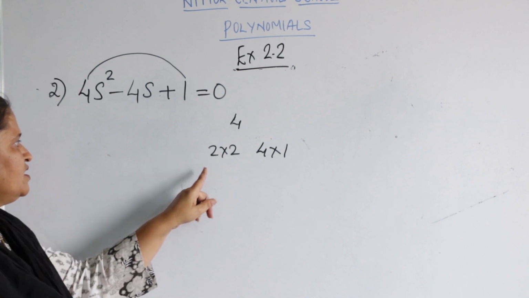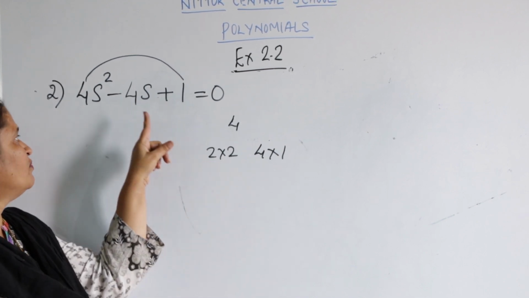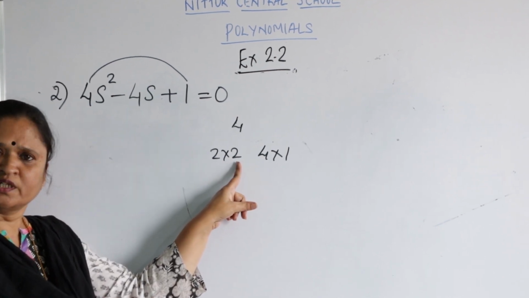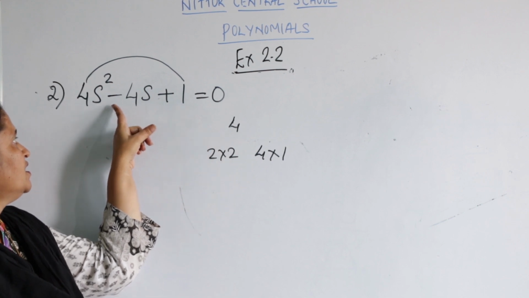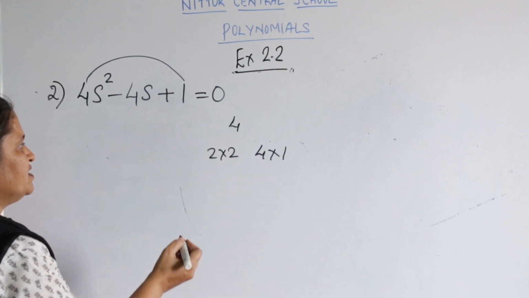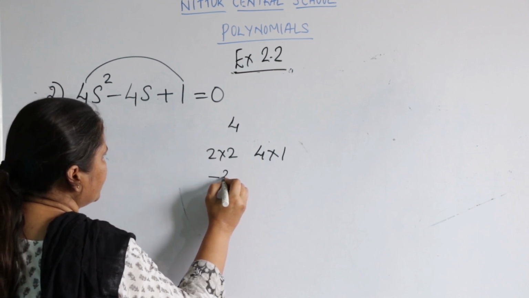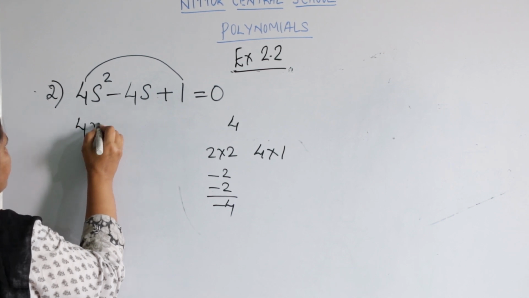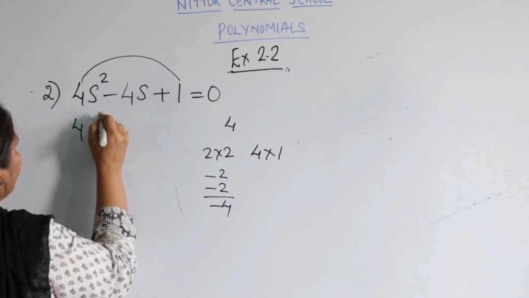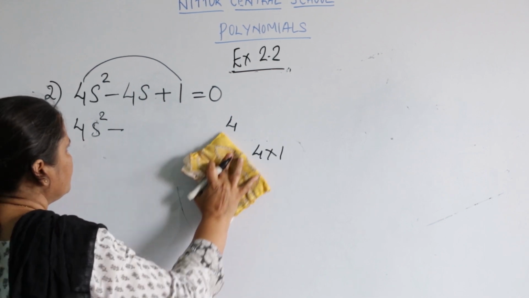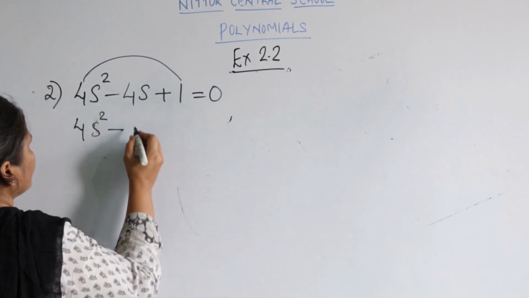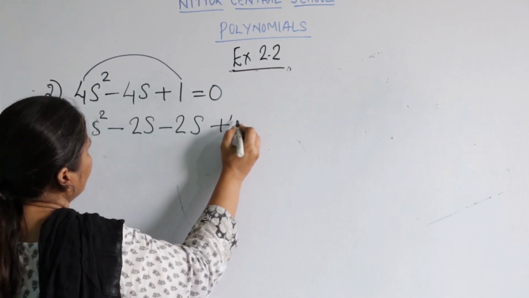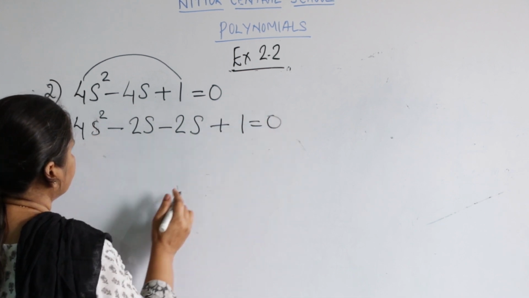But either addition or subtraction of the two factors must give us the middle term. So now addition of these two gives us the middle term minus 4. But we need minus 4. So let us take the factors as minus 2 and minus 2. So it will be 4s square minus 2s minus 2s plus 1 equals 0.